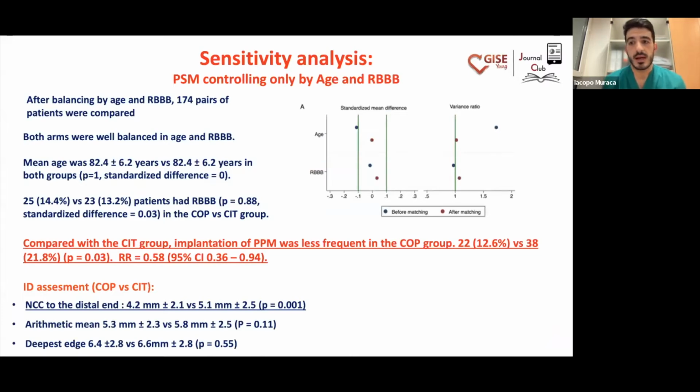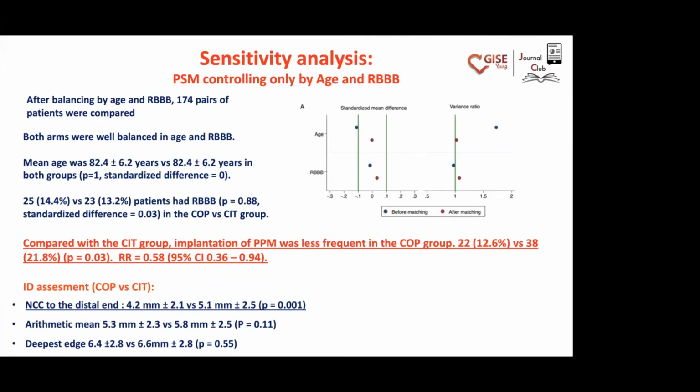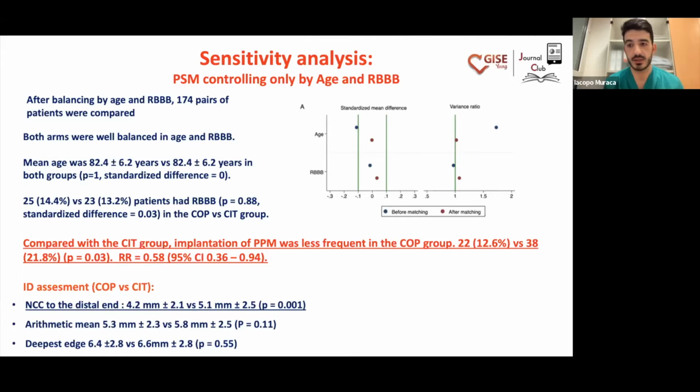In order to strengthen the result of the analysis, the authors performed a sensitivity analysis, obtaining a new matched population controlled only by two variables: the presence of pre-existent right bundle branch block and the age, which are two well-recognized predictors of permanent pacemaker implantation after the TAVI procedure. They obtained 174 pairs of patients, and even in this case, the cusp-overlap technique was associated with a statistically significant lower incidence of permanent pacemaker implantation and a higher implantation depth compared with the classical coplanar view, according to the non-coronary cusp to the distal edge method.